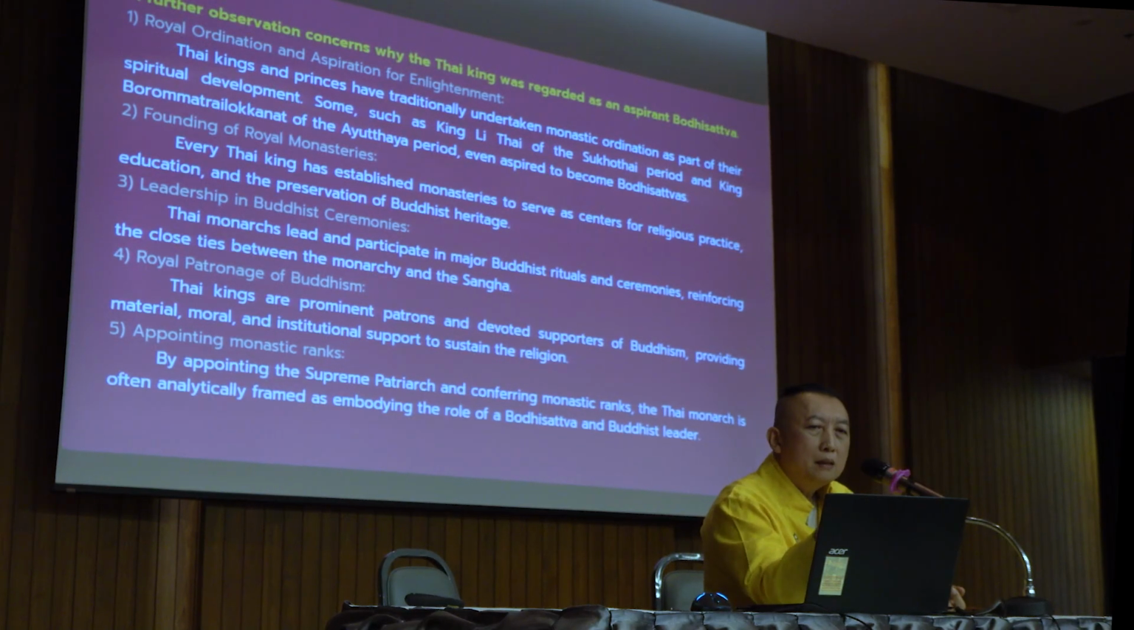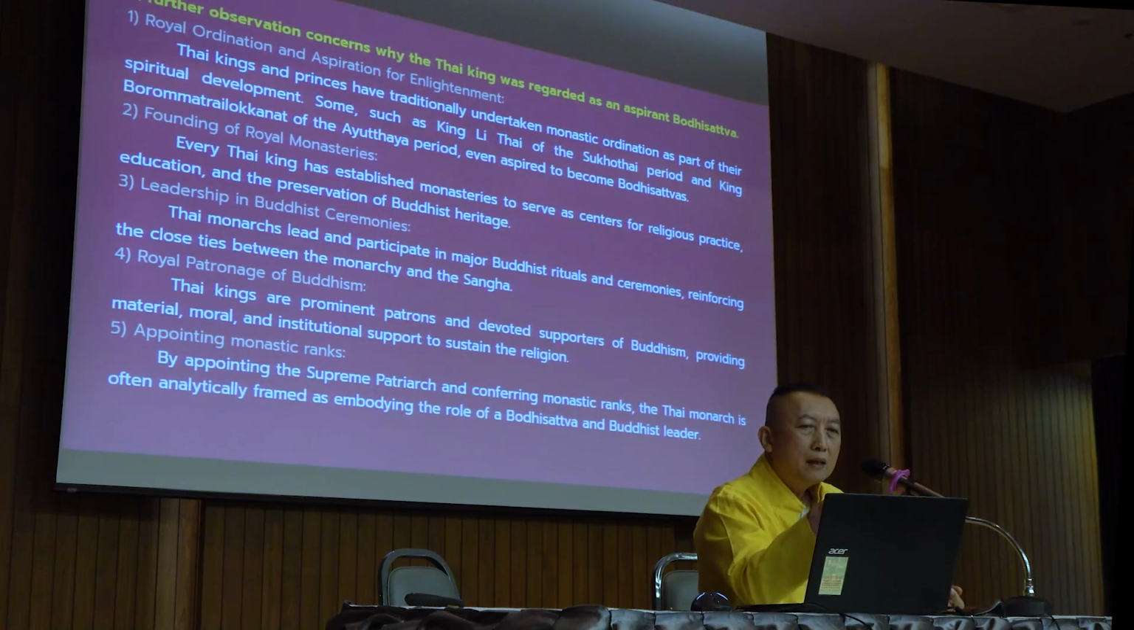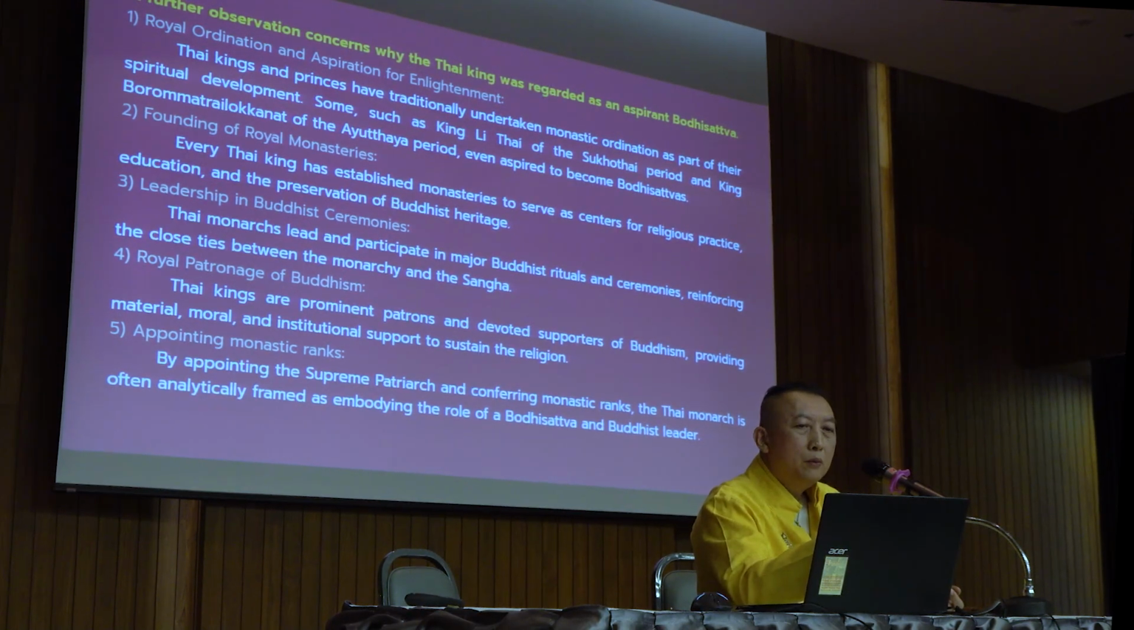Next, further observation concerns the practice of the royal family. First, the Thai king or the prince has a royal ordination and aspiration for enlightenment. Two clear pieces of evidence in the Thai records and history are King Li Thai of the Sukhothai period and King Borommatrailokanat of the Ayutthaya period, who aspired to become a Bodhisattva.